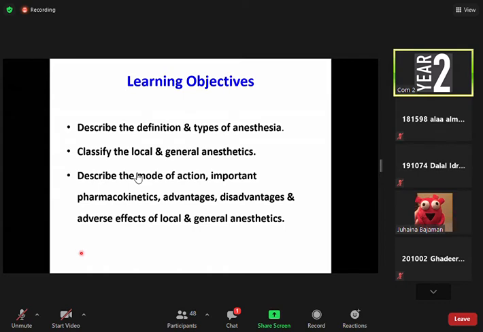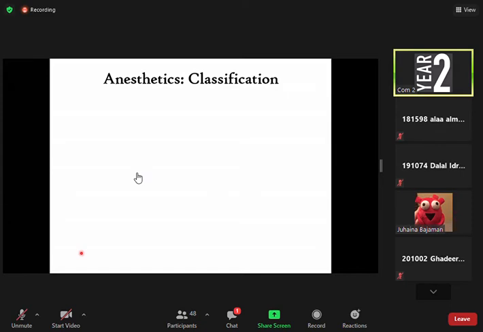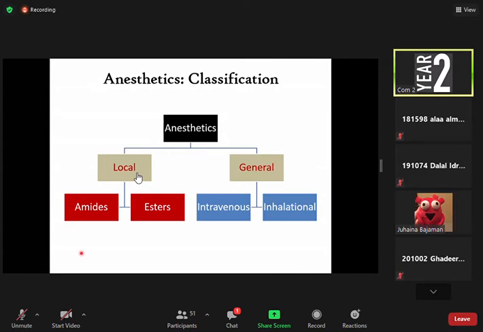So, advantages, disadvantages and adverse effects of local and general anesthesia. Let's start. Okay, so anesthetics, interestingly enough, when we divide local anesthetics, we divide them on a structural level. We say amides and esters. But when we speak about general anesthetics, we cannot, because they're structurally very diverse. So we have to think of a way to divide them. We decided that we give some intravenously and others inhalational.